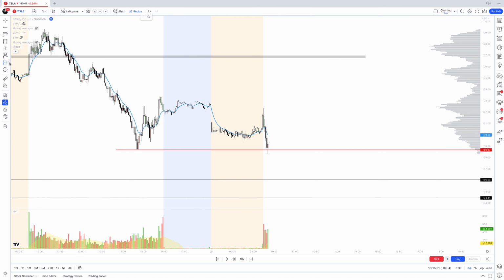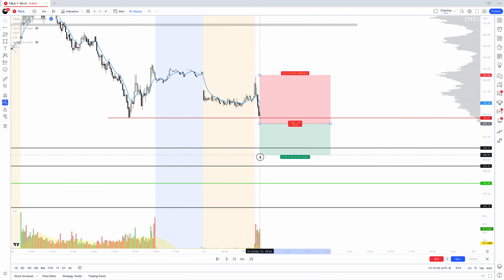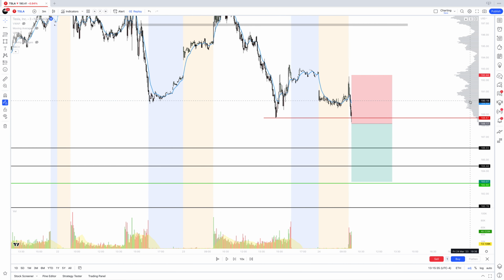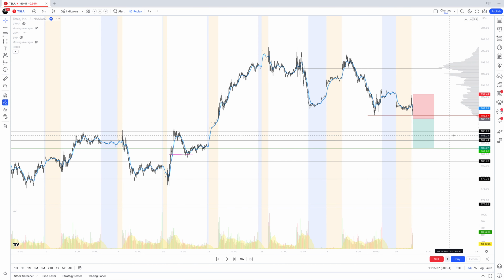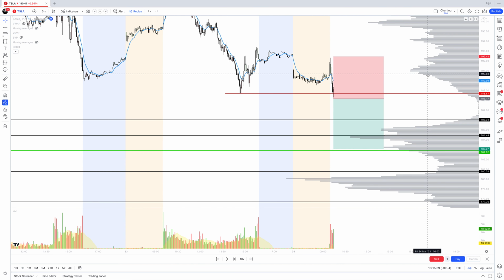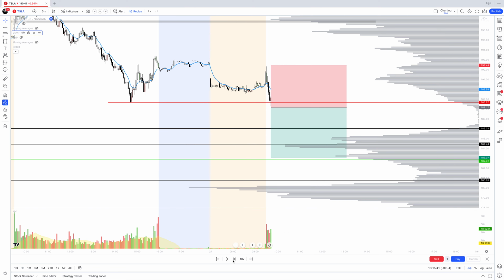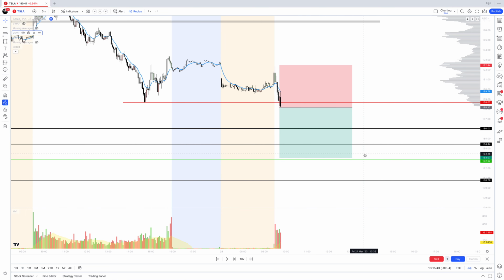Obviously, that could have been a short position here. I think I did go short on this one, to be honest. Stop loss above here. Target 1.2R all the way down here, which, I mean, yeah, I would have made it. I would have hit the trade again. It's a really good setup.